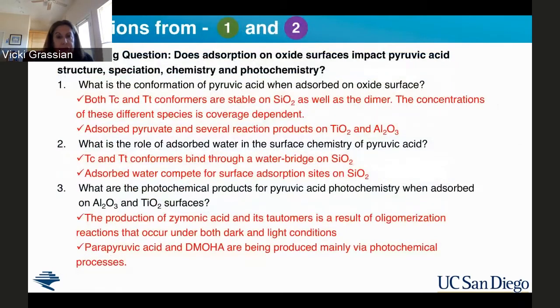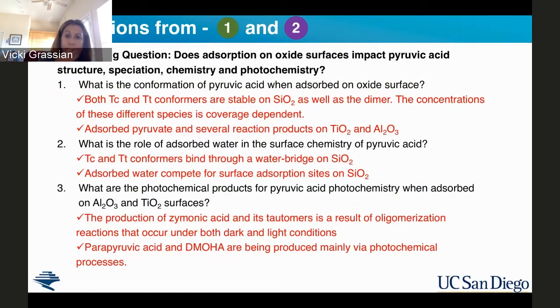So let me just conclude from this parts 1 and 2, if you will. I think we've learned a lot of interesting things about a relatively simple 3-carbon system, pyruvic acid, and how we can look at how these conformers are stable on the silica surfaces, but we also get the dimer. In the case of some more reactive surfaces where we have more basic hydroxyl groups, we get pyruvate forming, and these can go on to form other products as well.